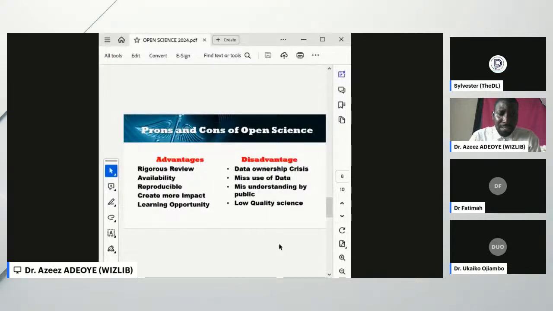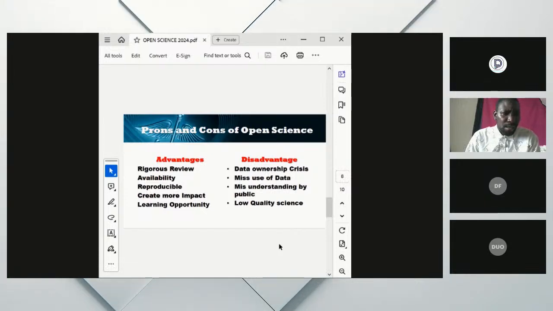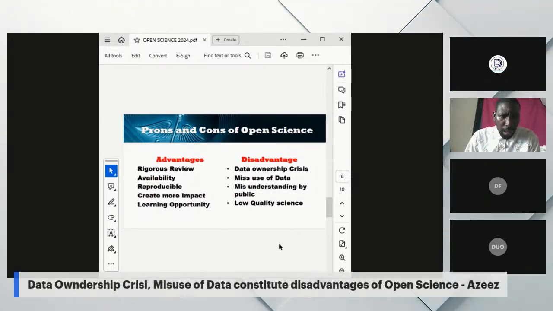However, there are some disadvantages of open access, and one of them is the data ownership crisis. When information is made public, it's more difficult to identify the owner of the data. Another disadvantage is misuse of data. We have data or information that is produced, mostly scientific information, but is used for another purpose, like biological weapons, like COVID-19. COVID-19 was a scientific research that boomeranged and became a threat to national and global crisis.